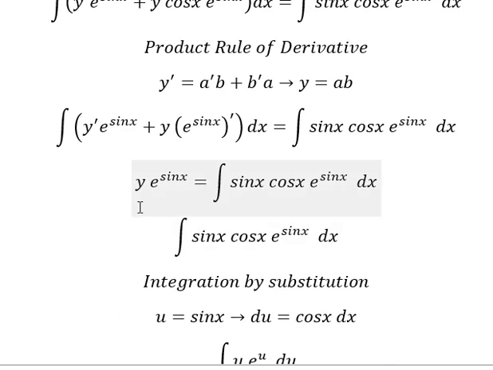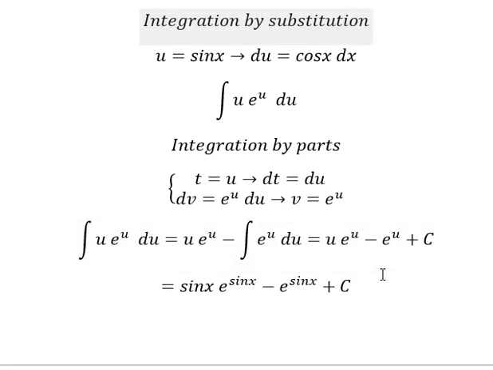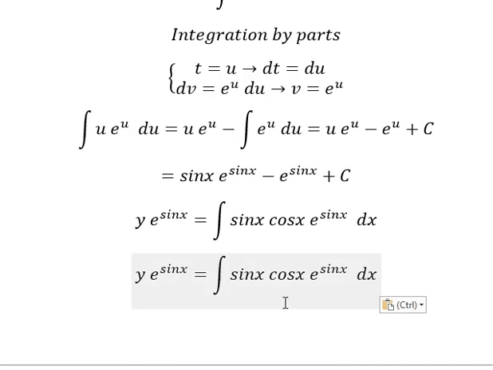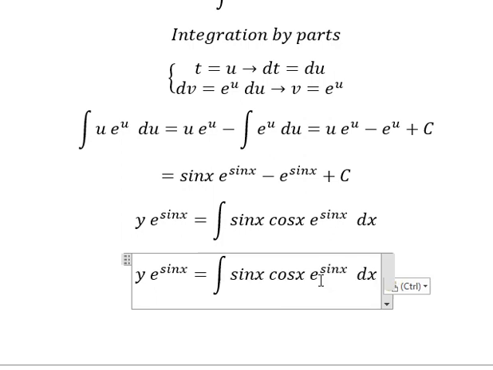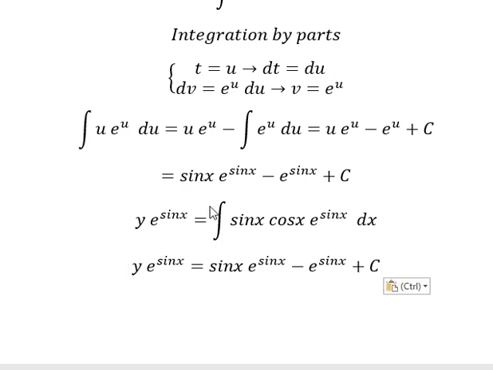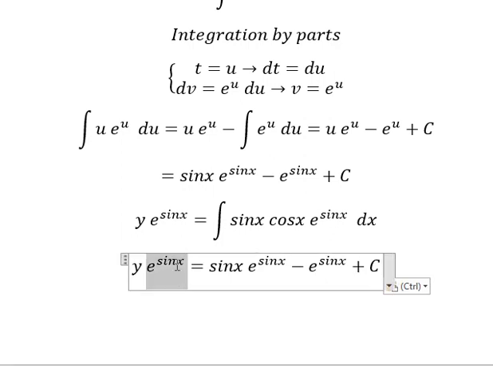Now we go back in here. The integration of this one is this one. Next, we divide both sides by this one.